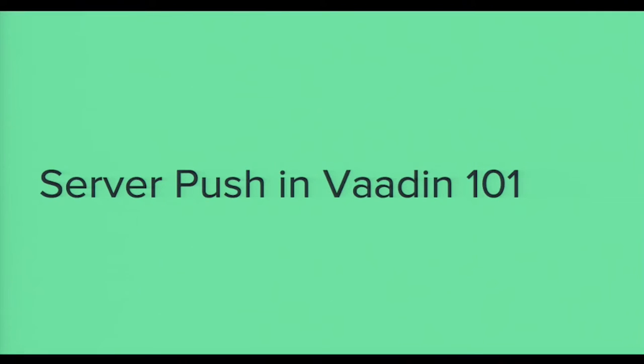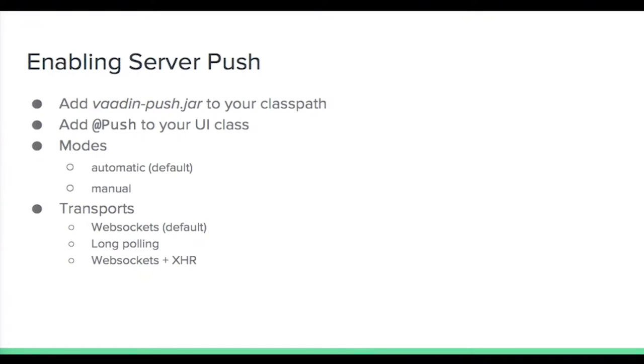And now, the way server push works in Vaadin, really quickly. To be able to actually enable server push, there are a few things you need to do. You need to start by adding the Vaadin push jar to your class path. Without this jar, there will be no pushing. And the second thing you need to do is to add the @Push annotation to your UI. Once you've done this, you have a push-enabled Vaadin application.